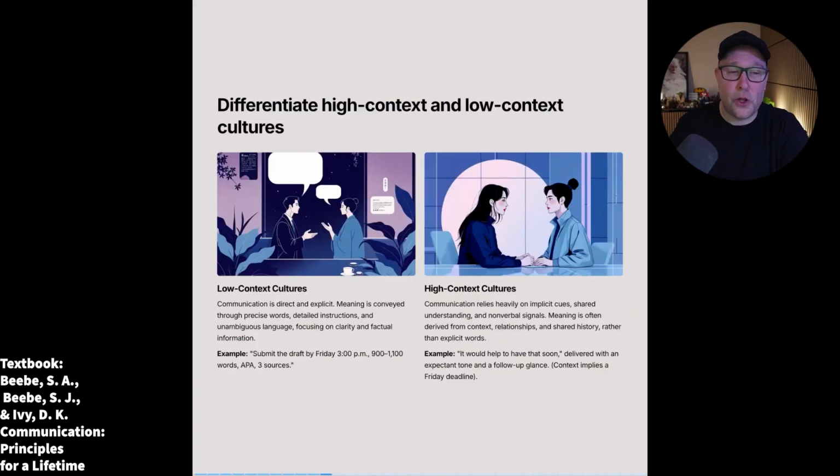So to review, low context cultures are more direct and explicit, where meaning is in precise words, whereas high context cultures rely heavily on implicit cues, shared understanding, and nonverbal signals.